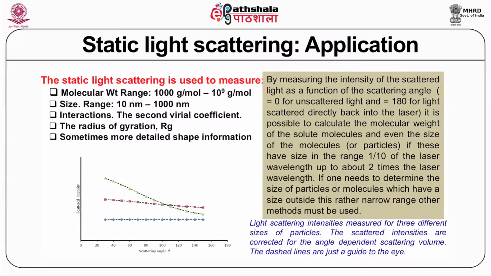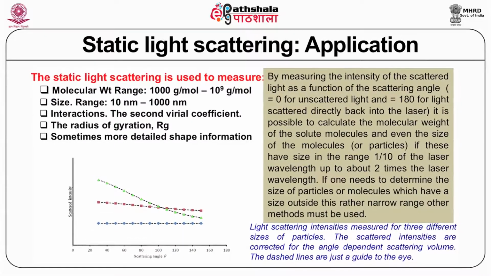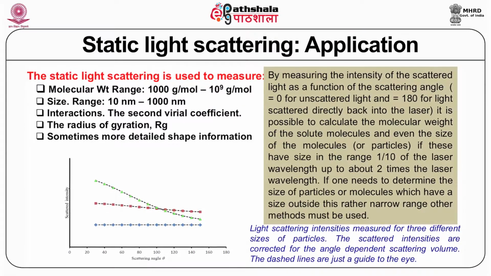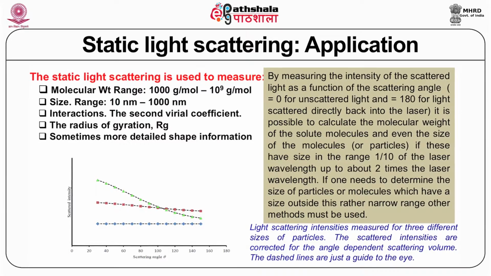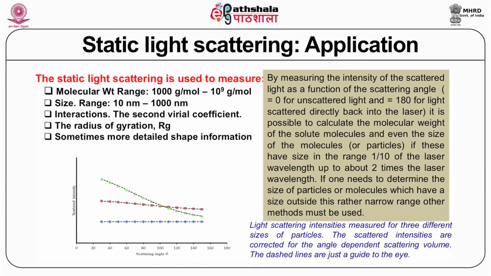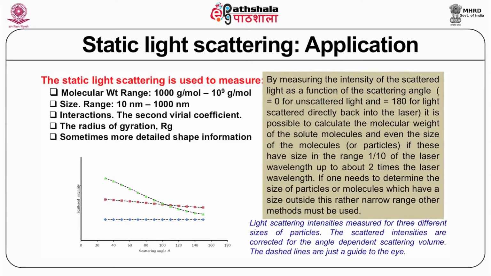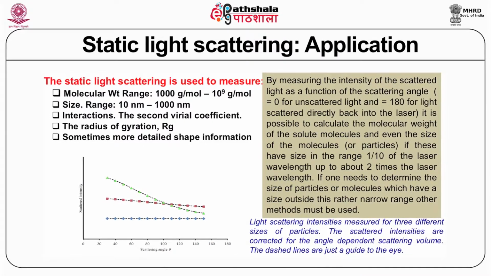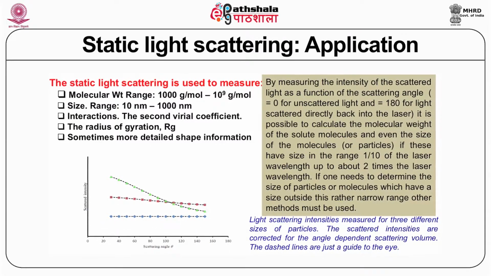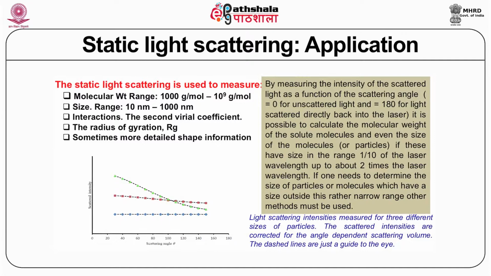So, by measuring the intensity of scattered light as a function of scattering angle theta, for unscattered light and at 180 degrees for the light scattered directly back to the laser, it is possible to calculate the molecular weight of the solute molecules and even the size of the molecules or particles, if these have a size range from 1 by 10 of the laser wavelength up to about 2 times the laser wavelength. If one needs to determine the size of particles or molecules which have a size outside this rather narrow range, other methods may be used.